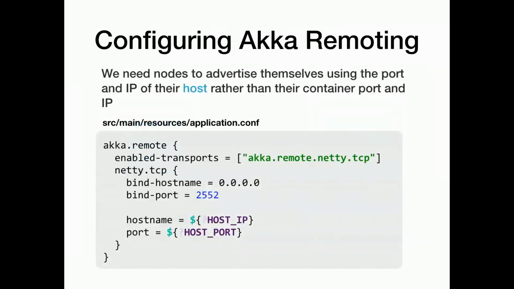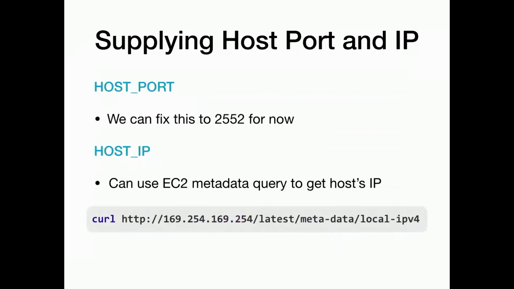So every Akka application uses this application.conf, so you're allowed to specify properties, the Akka remote property. So basically what we can do is bind to all interfaces inside our container and use port 2552, but we can advertise to everybody else that we're available on our host IP and our host port, right? So I've left these two as environment variables over here. And basically what I'm going to do for this example is fix the host port and fix the host IP. So we're going to fix the host port to 2552, right?